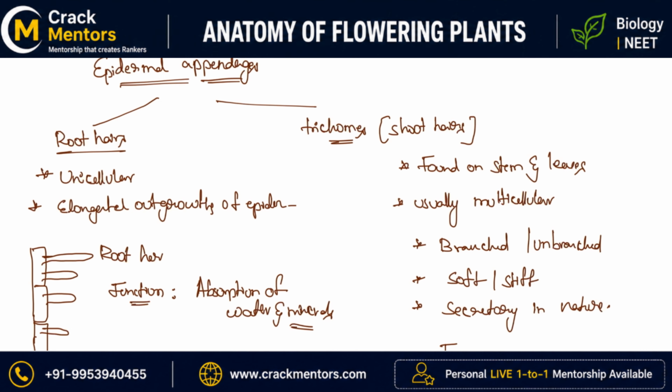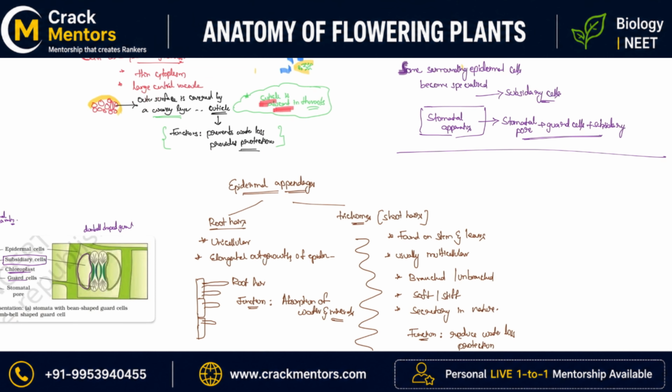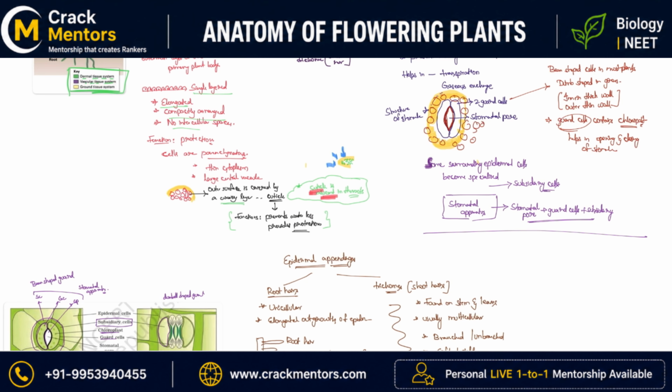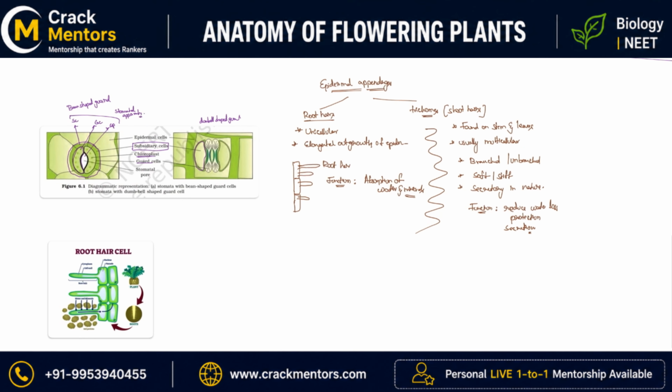Coming to the function of shoot hairs, what is their function? Their function is to reduce water loss. They help in protection and also secretion. So we have seen the shoot hairs and the root hairs, the epidermal appendages. All three parts of epidermal tissues are covered. We have seen the epidermis, the stomata, and the structure of epidermal appendages.